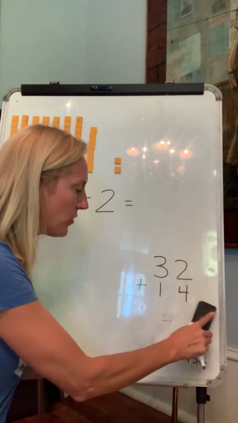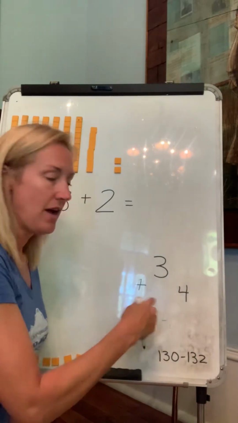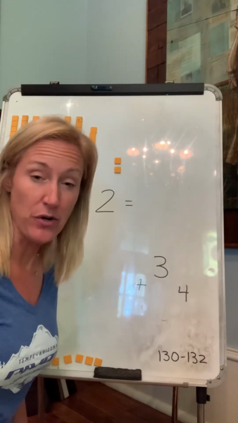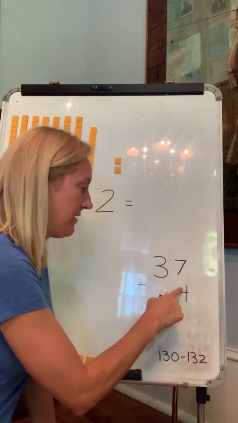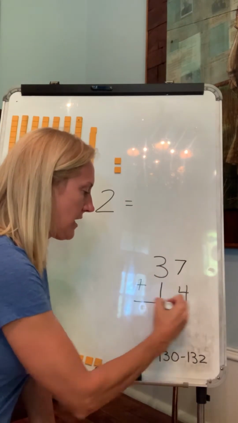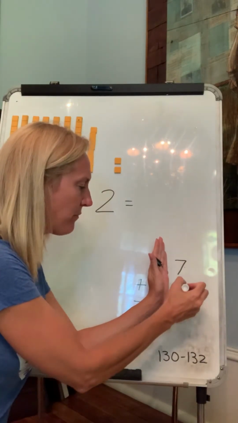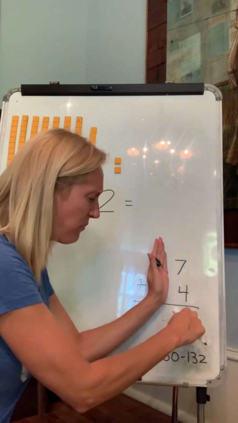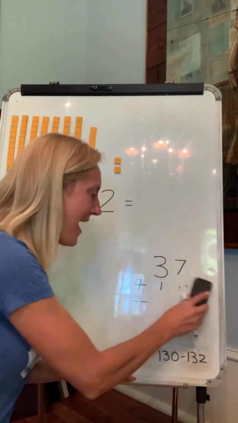But what do you do if your ones add up to a number that's bigger than 9? Let's say we have 37 plus 14. Well, now I have 7 ones and 4 ones. 7 plus 4 is 11. Can I put 2 digits in that spot? No, we're going to find out how to do this.